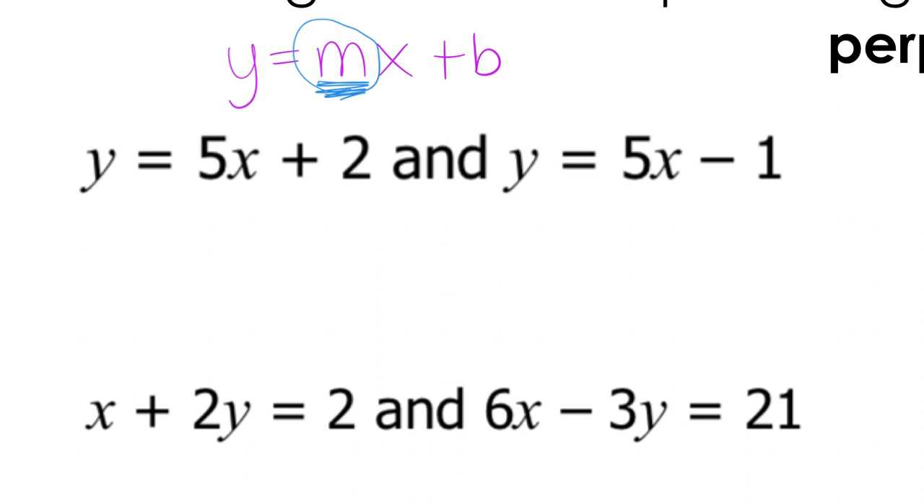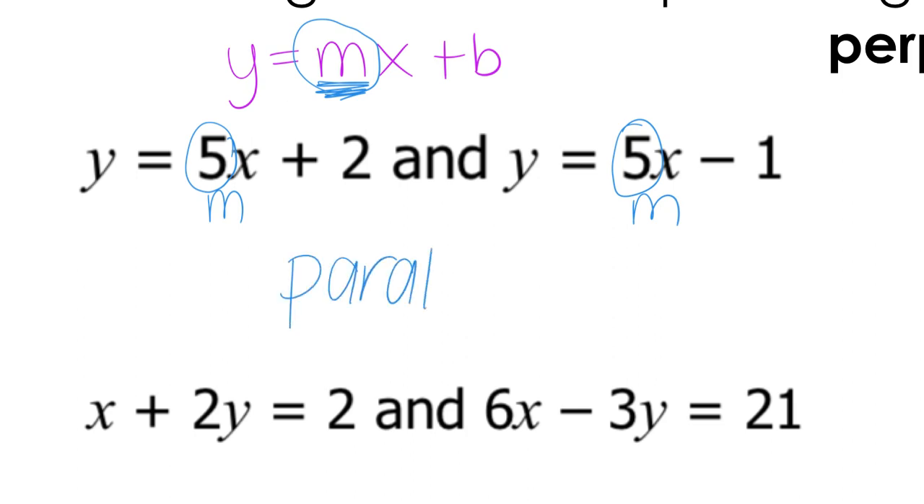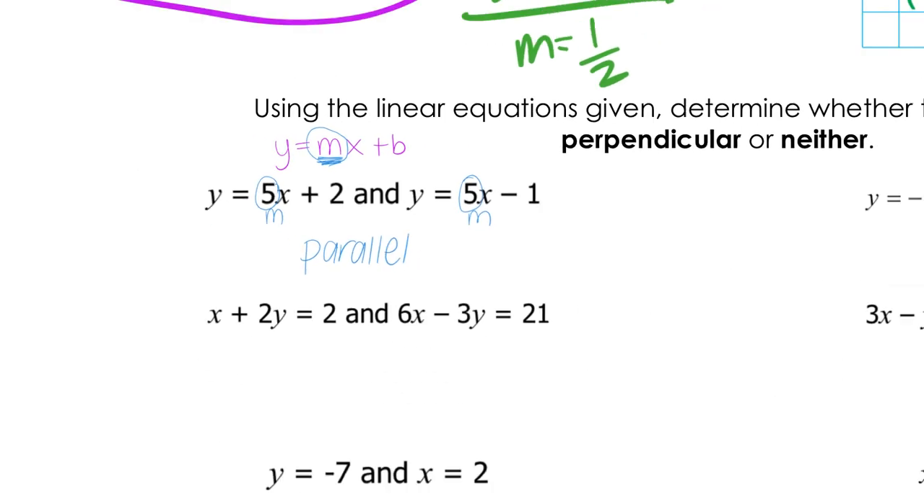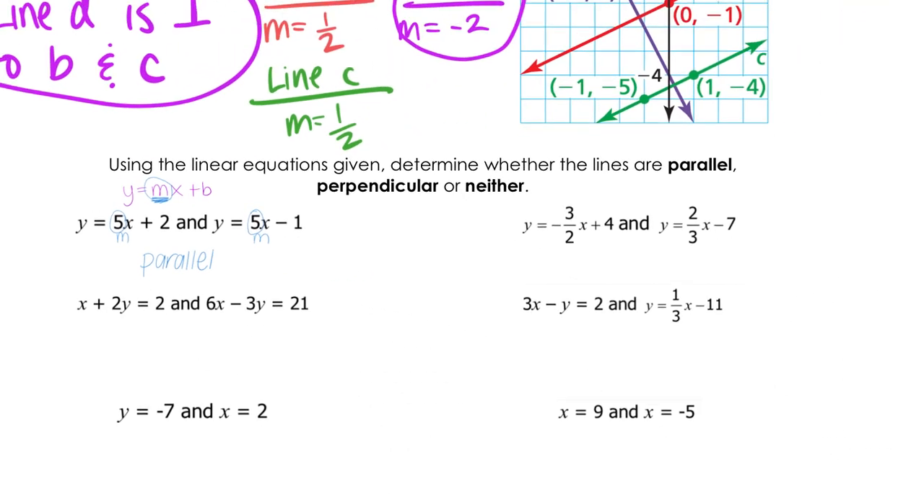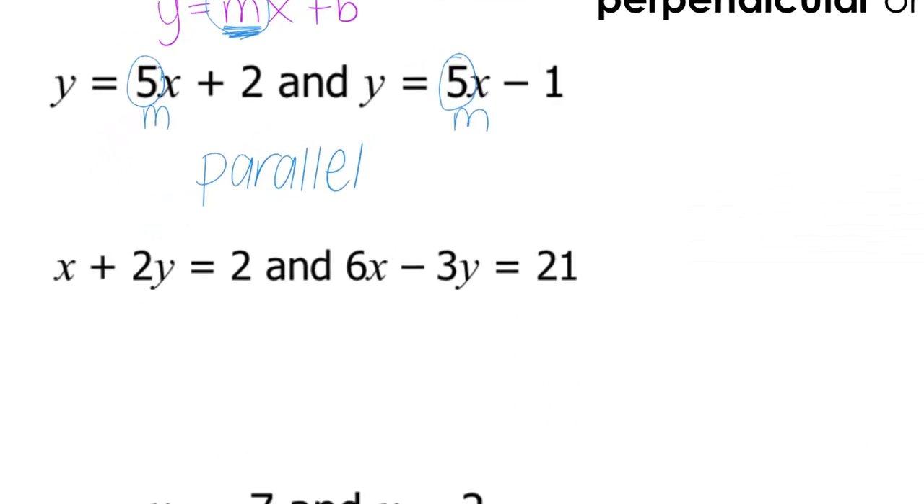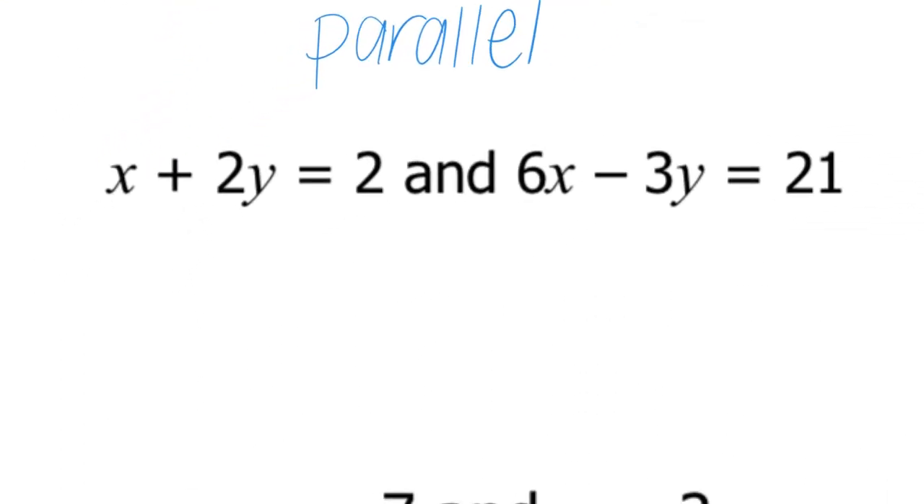So here we go. This first one, these are both in slope-intercept form. So the slope of this one is 5. The slope of this one is also 5. So because they have the same exact slope, we would say that these lines are parallel. So that's all we're doing here. Now, sometimes they will not be in slope-intercept form. I'm actually going to skip around a little bit. I'm going to do the one right below the one we just did. So as you can see, these equations are not in slope-intercept form.